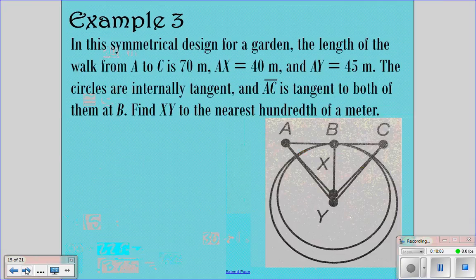Looking at the next example, we have a design for a garden. The length from A to C is 70 meters, and they tell us AX is 40, AY is 45.